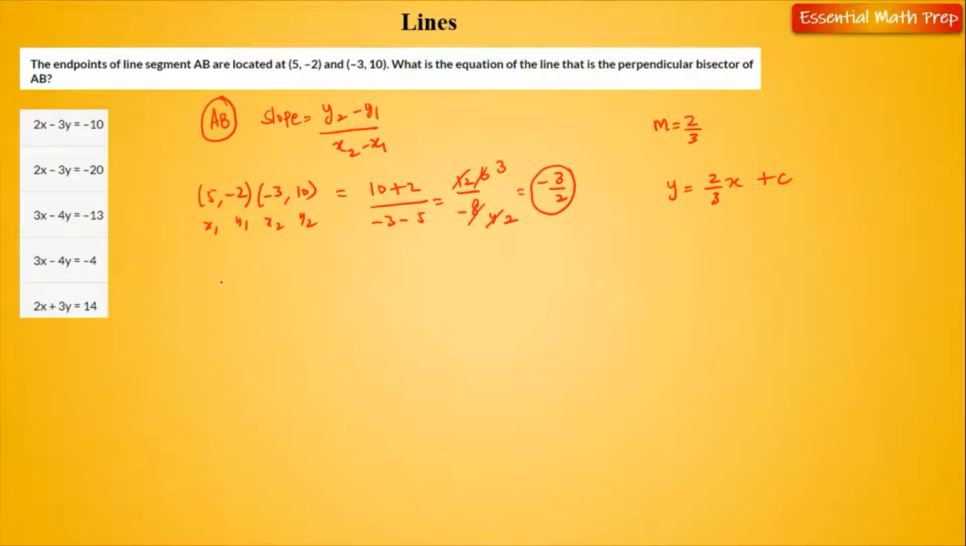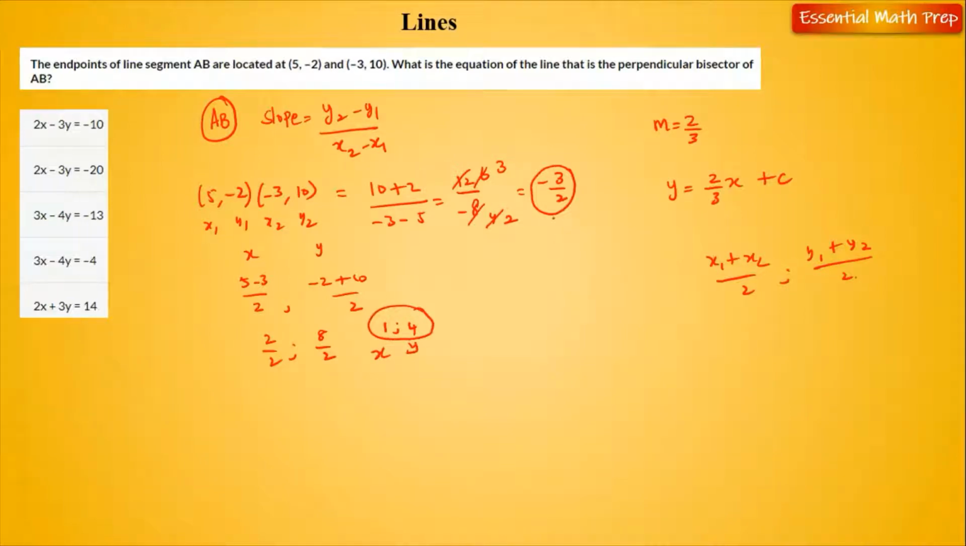So the midpoint for the x coordinate would be 5 minus 3 over 2, right? And this is for the x. And for the y coordinate it is -2 plus 10 over 2. Remember, the midpoint formula is x1 plus x2 by 2 and y1 plus y2 by 2. Simple as that. So that's 2 over 2, and this is 8 over 2. So that's 1, 4. So this is x, this is y. So now we know the point through which the line passes.